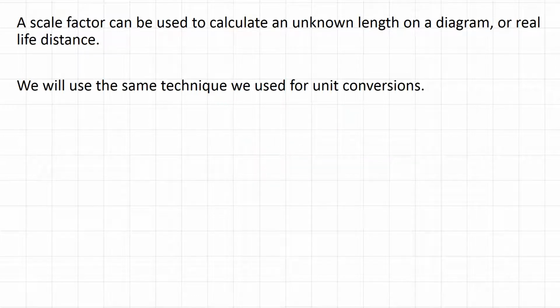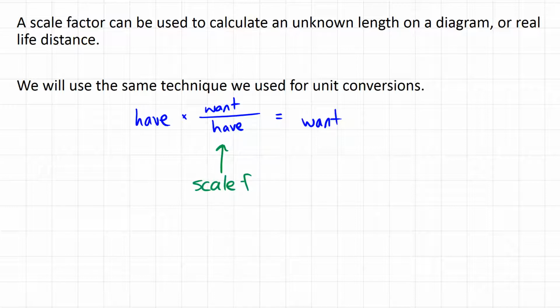To do this, we're actually going to use the same technique that we used for our previous unit conversions, which is multiplying what we have by what we want over what we have in order to get what we want. The difference is that before, this fraction came from our unit conversion table, but this time we're going to use our scale factor as the fraction.